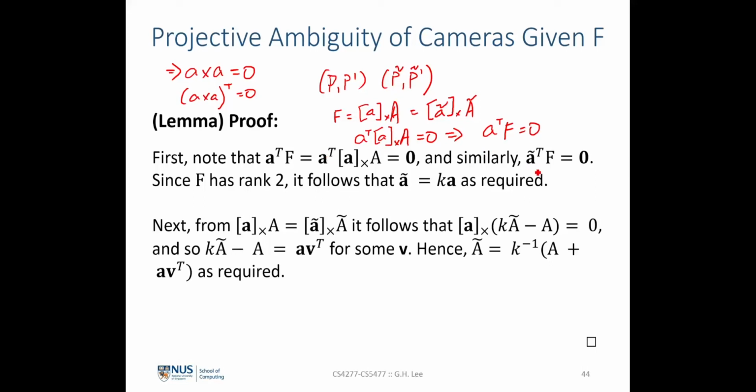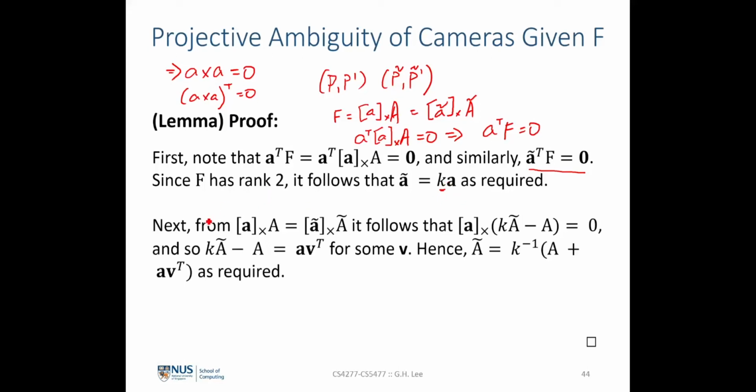Similarly, we can write the relation with the second pair of camera matrices, which gives us a tilde transpose F equals 0. This also means that a tilde is in the left null space of the fundamental matrix. And since both a and a tilde are in the left null space of the fundamental matrix, this implies that a tilde is equal to a multiplied by a scalar value, which we call k. Note that this is a non-zero scalar value k.